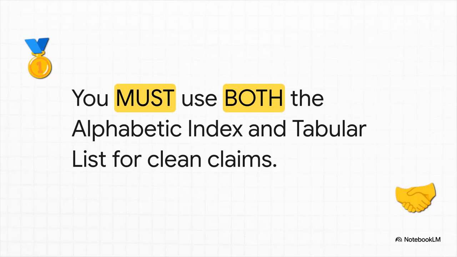Which brings us to the golden rule of this explainer. You must use both. I literally cannot emphasize this enough. Aggressively drill this into your daily workflow. Data integrity and the financial health of your healthcare facility depend entirely on using the alphabetic index and the tabular list in perfect tandem. One is your compass, the other is your destination. You simply cannot successfully navigate a chart without both of them.